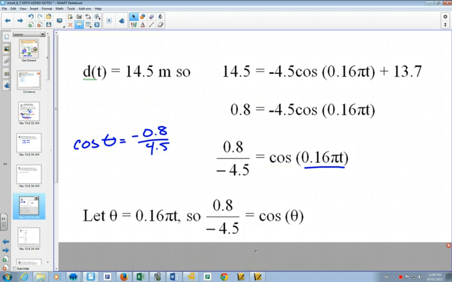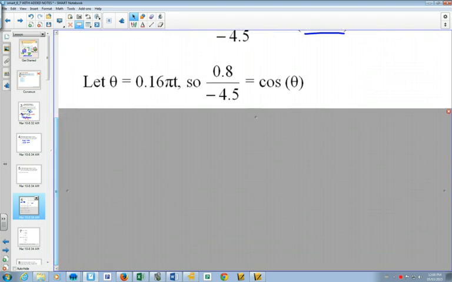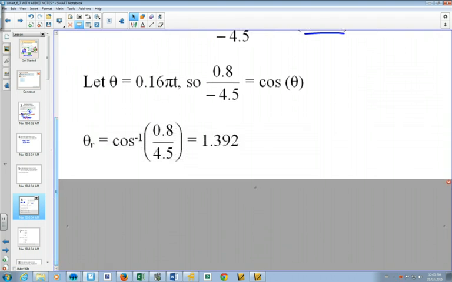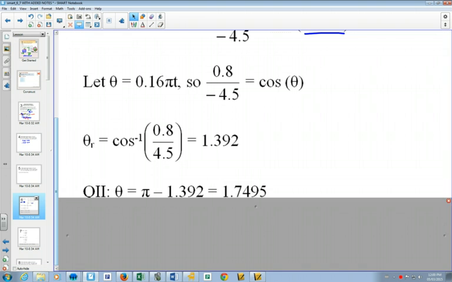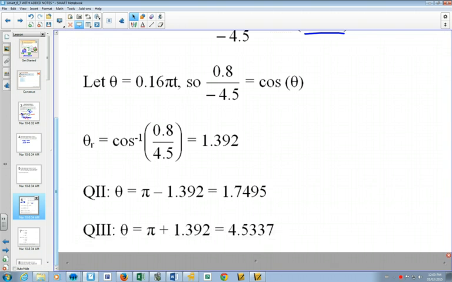You know it's in quadrant 2 and in quadrant 3. So you do cos inverse and find your reference angle. When you do cos inverse, it's always the positive values, because reference angles are always positive. And in radians, we find it has a reference angle of 1.392. So you could find out what that would be in quadrant 2 by doing pi minus, and in quadrant 3 by doing pi plus. So now we figured out what theta is, but remember, what did we do with theta?